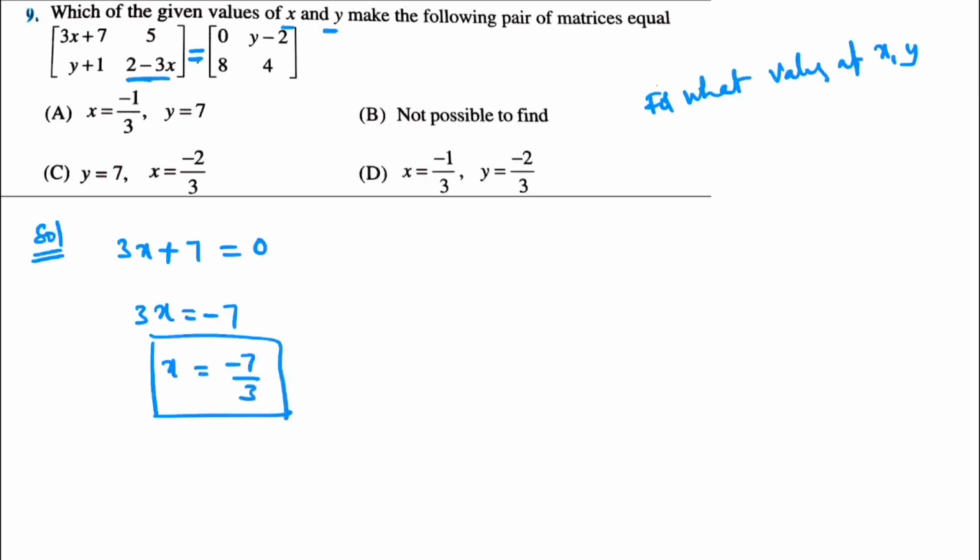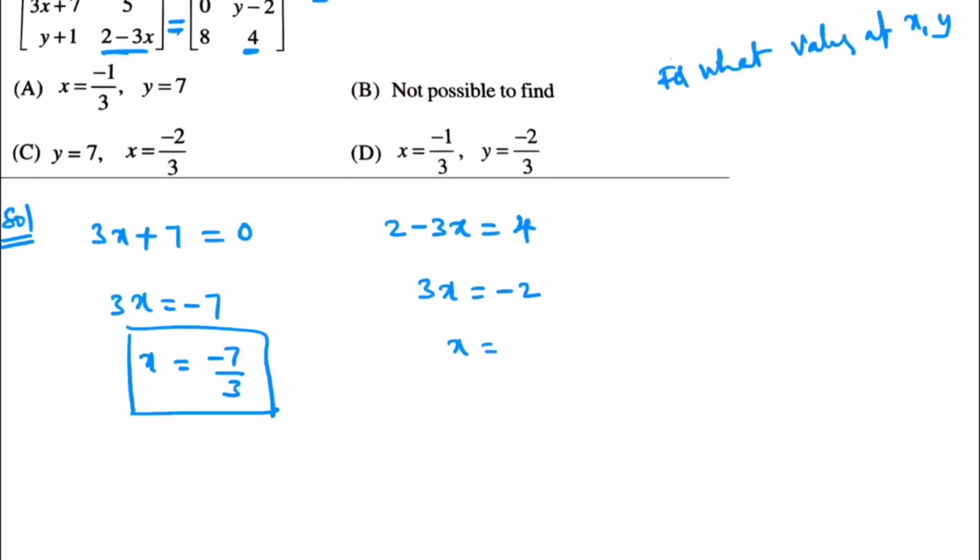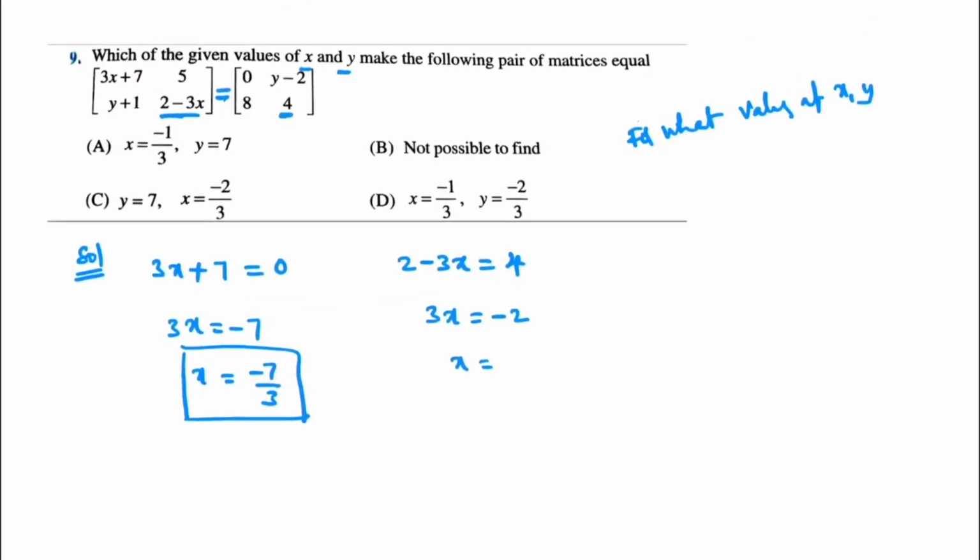You observe this 2 minus 3x. Can you say what is 2 minus 3x value? 2 minus 3x value is 4. Okay. Take minus 3x to the other side. What is 3x from this? 3x is 2 minus 4. 2 minus 4 is minus 2. X equal to minus 2 by 3.